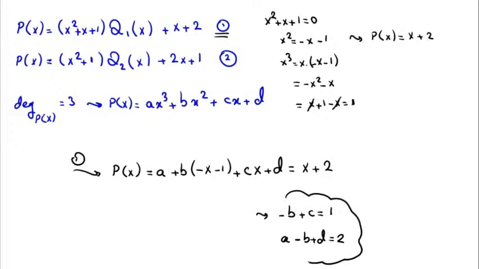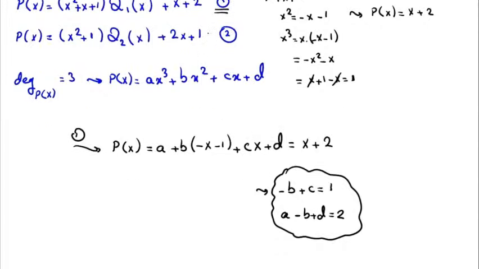Now, if I find a, b, c, d that satisfy this, it's good. We can work on the first equation. Let's use the same thing for equation number 2. In equation number 2, I want to find x such that x squared plus 1 is 0.